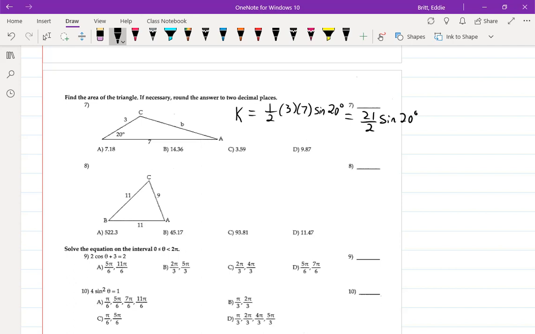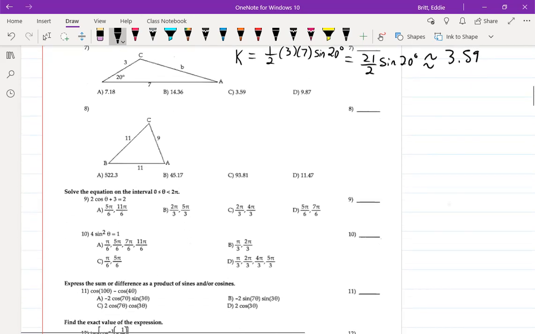21 divided by 2. Well, I don't know if I'd put that in all in a row. I'd probably say 21 divided by 2, and then say that answer times the sine of 20 degrees. All right, and they want to round to 2 places. And I got 3.591, so 3.59 is my answer. Again, make sure your calculator's in degrees.